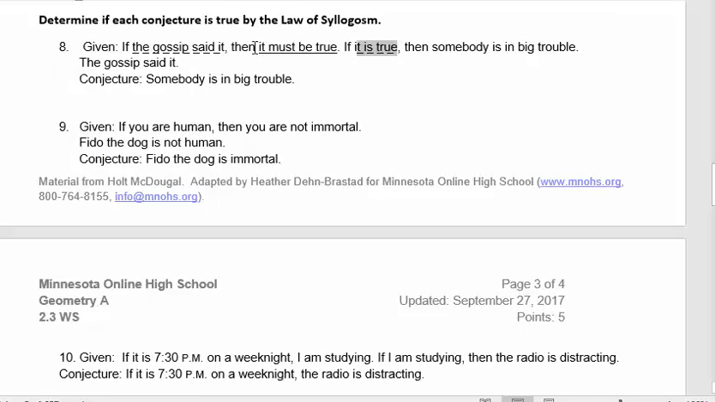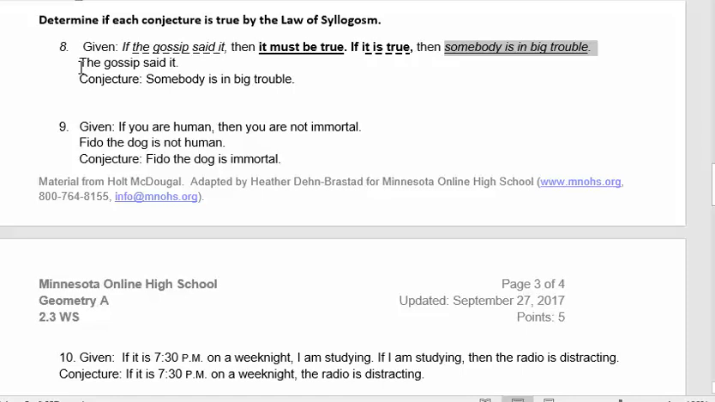Does that match? Do these two match each other? They're almost exactly worded the same. I'll bold them: must be true. It is true. They're the same thing. So the conclusion of the first statement matches the hypothesis of the second statement. And here's the conclusion of the second statement. The law of syllogism says that you can jump over the parts that are true and just make a new statement using these parts. If the gossip said it, then somebody is in big trouble.